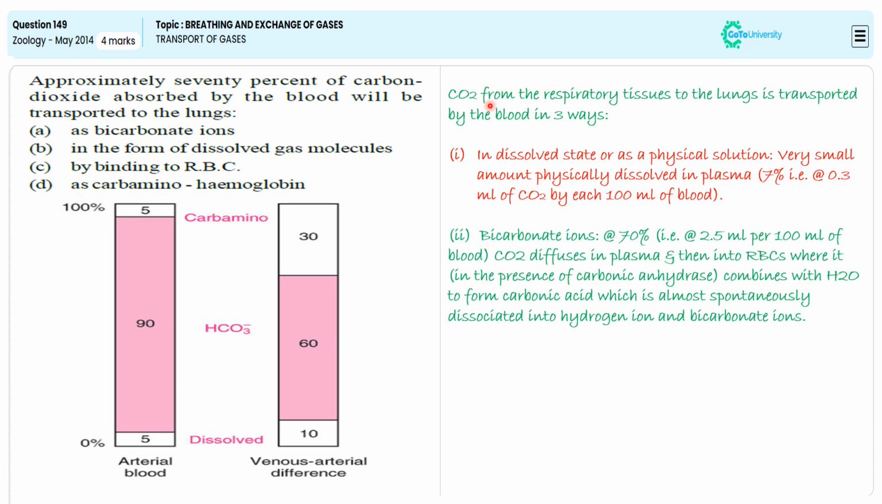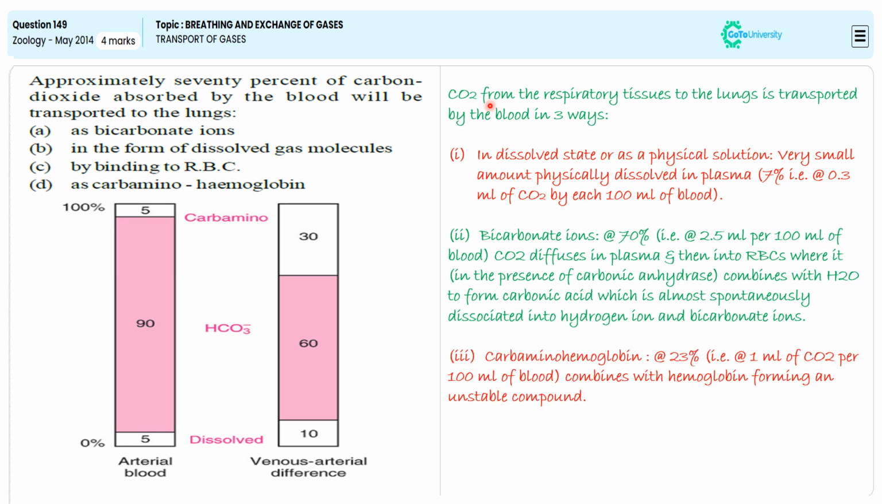Carbaminohemoglobin at a concentration of about 23%, that means 1 ml of carbon dioxide per 100 ml of blood, combines with hemoglobin forming an unstable compound. With this specification, we are choosing option E as the correct answer to secure 4 marks.